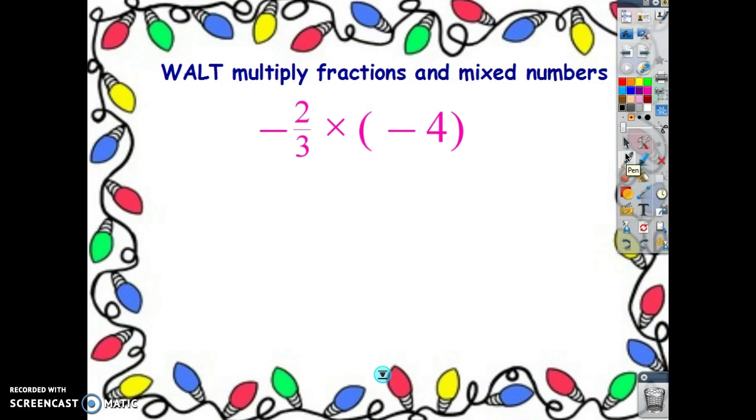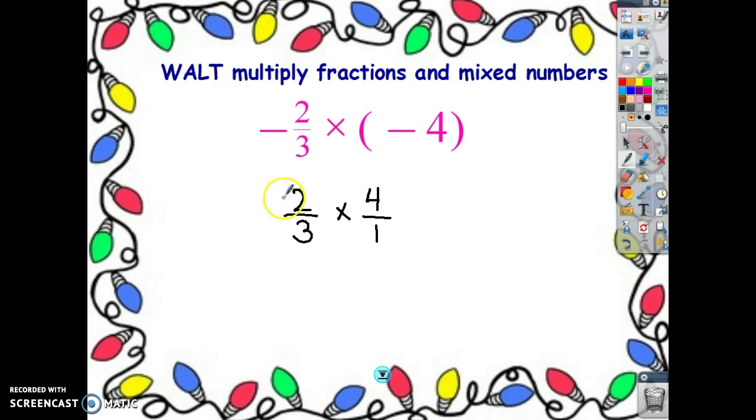So we have negative 2/3 times negative 4. So I'm going to kind of leave my signs out right now. I already know that I have two negatives, so they're the same signs. My answer is going to be positive, but I'm going to leave that till the end. I'm just going to focus on my fractions. I have 2/3 here, and I need to multiply that by negative 4. And 4 is the same thing as 4 over 1.